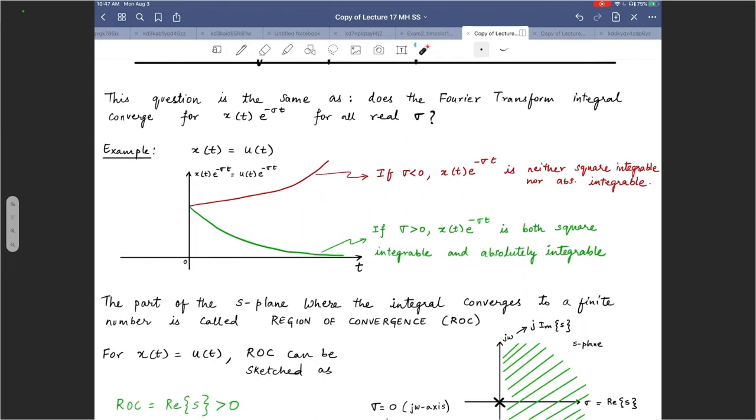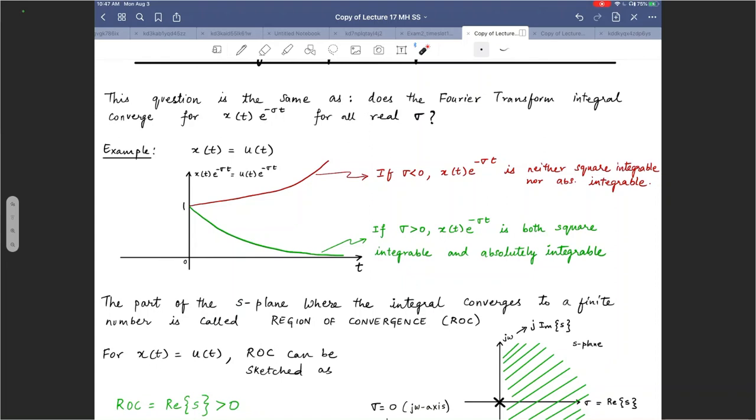So if sigma is less than 0 in this case, x of t multiplied by e to the negative sigma t is neither going to be square integrable nor absolutely integrable, right? So notice over here you have a negative sign in the exponent, and on top of that you have a negative sigma, which makes that exponential function increase with time. The red one, right? Just for the sake of clarity, I hope you realize that is one, right?